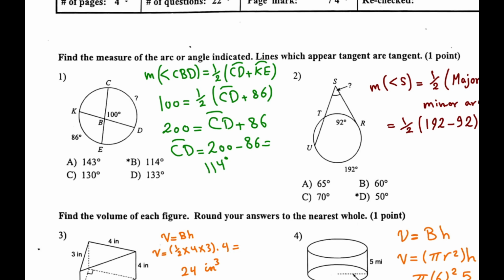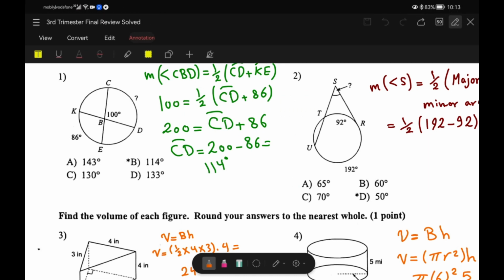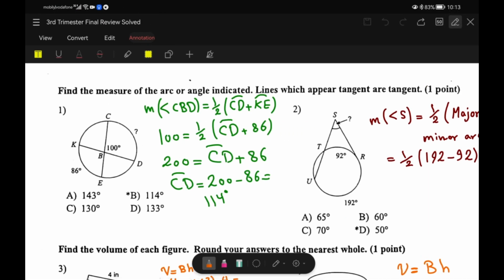CE and KD are two chords intersecting together. If two chords intersect inside the circle, then the angle of intersection equals half of the sum of the two arcs: the arc in front of the angle, and the arc in the back. So the measurement of angle CBD equals half of the arc in front of the angle, which is CD, plus the arc KE in the back.